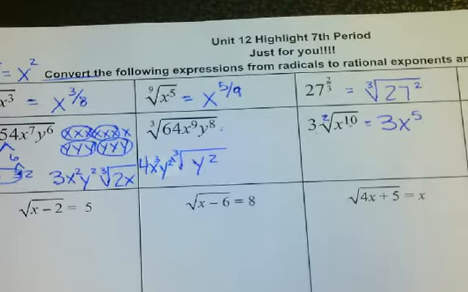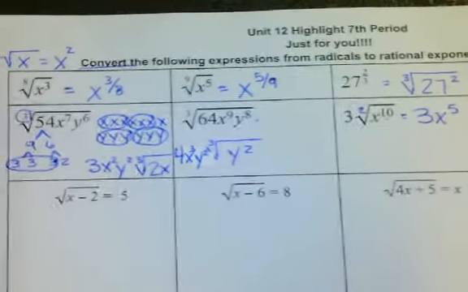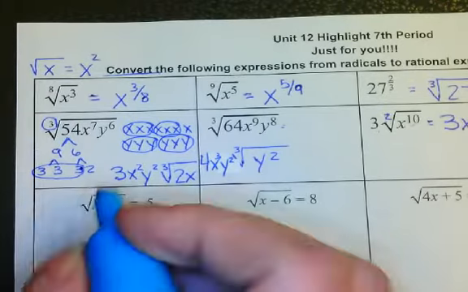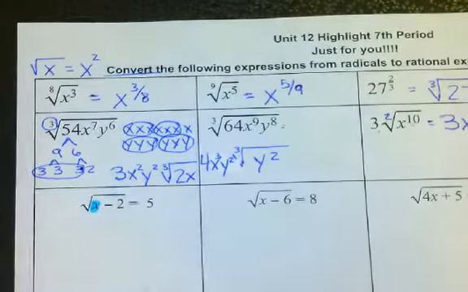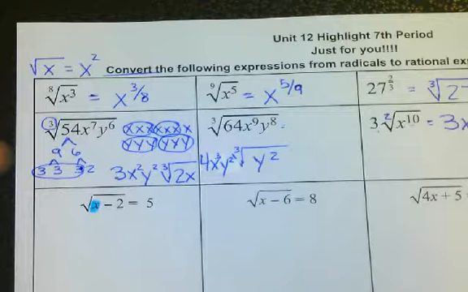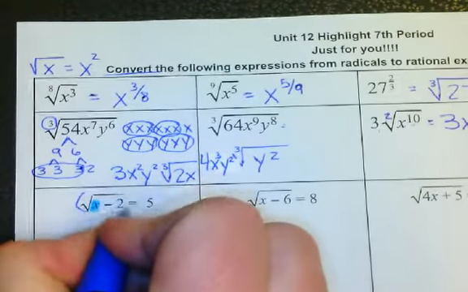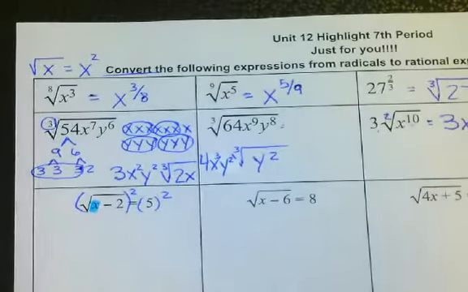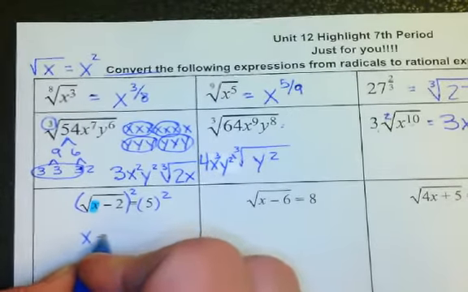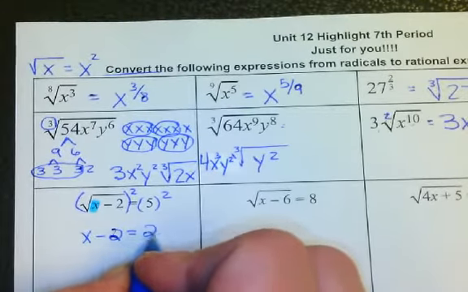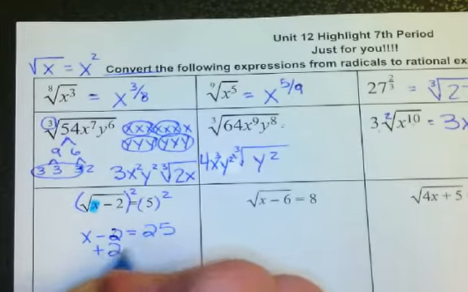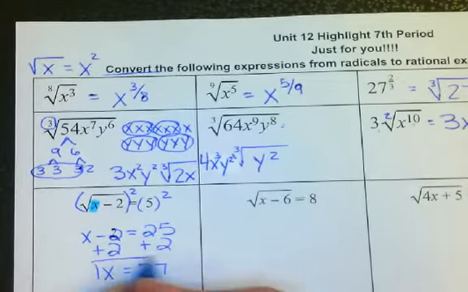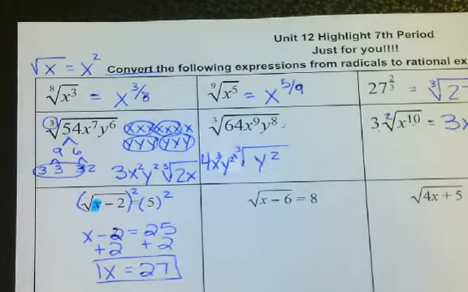Okay, now we're going to actually start solving the equations. So on the equations, remember, you're trying to get the x by itself. And you'll notice at the beginning, the x is kind of trapped underneath there. So in order to free it from that radical, I've got to square it. And whatever I do on one side, I have to do to the other side. So here, I'm going to have x minus 2 equals 25. And I'm going to do plus 2 plus 2. And x equals 27.